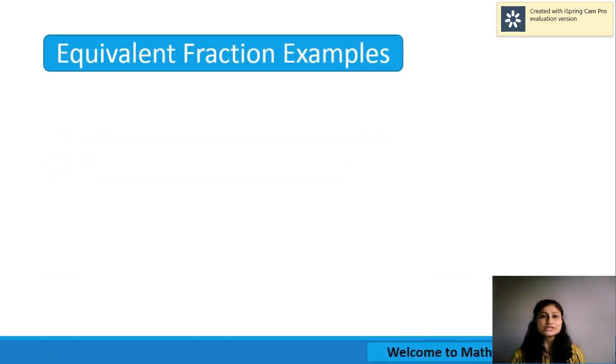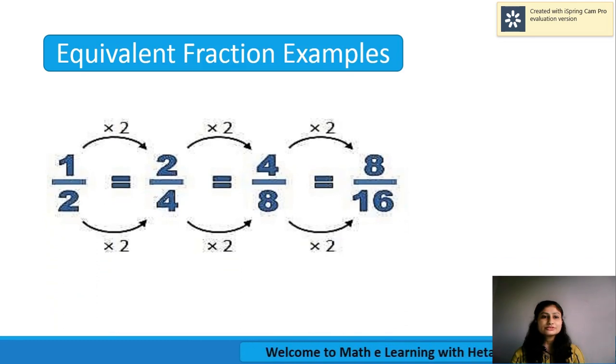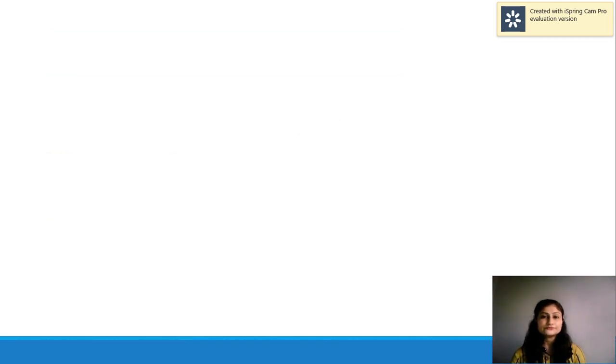Equivalent fraction examples. Here we have three equivalent fractions of 1 half. 1 half multiplied by 2 is equal to 2 upon 4. 2 upon 4 multiplied by 2 is equal to 4 upon 8. And 4 upon 8 multiplied by 2 is equal to 8 upon 16. So 2 upon 4, 4 upon 8 and 8 upon 16 are equivalent fractions of 1 half.